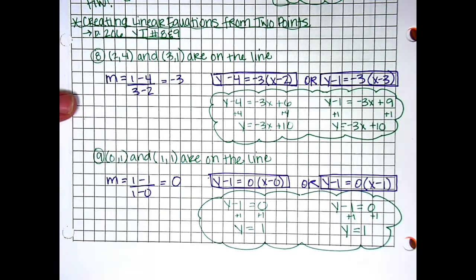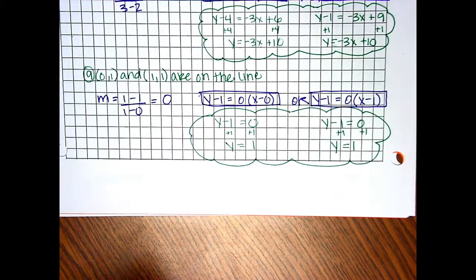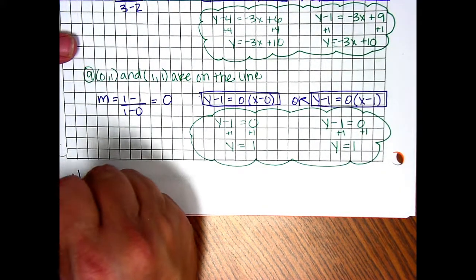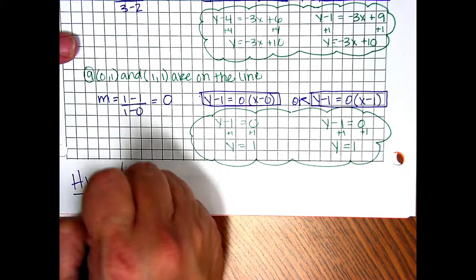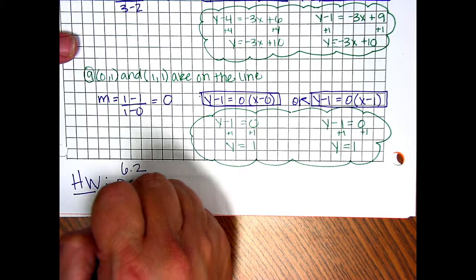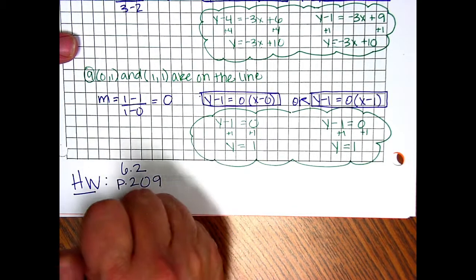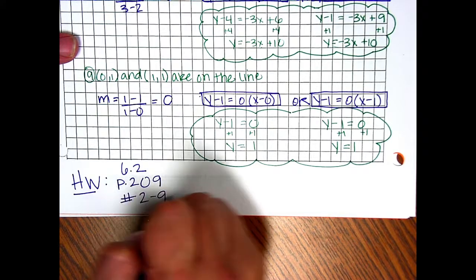Okay, your homework that goes along with this lesson tonight will be 6.2. It's on page 209, and you're doing problems 2 through 9.